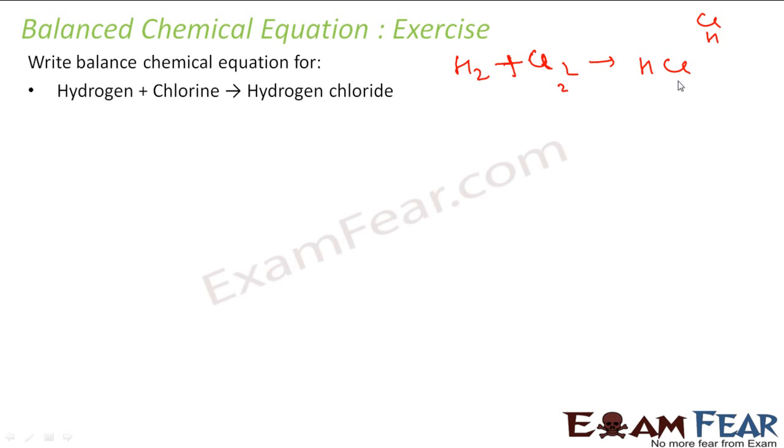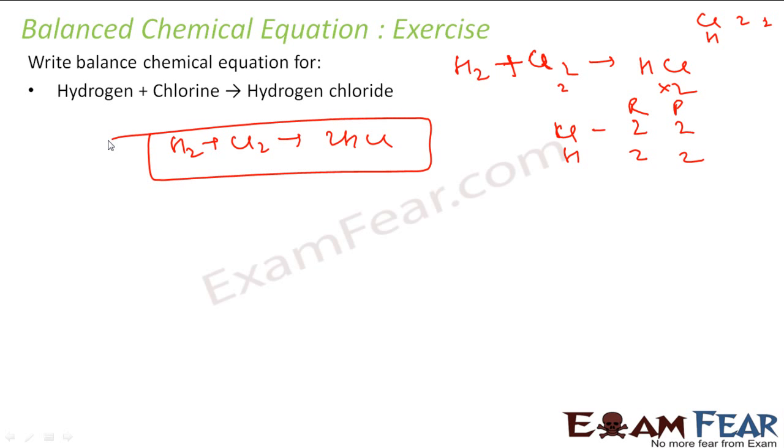Correct? So chlorine, if you see there are 2 chlorine atoms, there is only 1 chlorine atom here in the product. So let's multiply this guy with 2. So what you get is H2 plus Cl2 is equal to 2HCl. Now let's compare the chlorine and hydrogen part. Chlorine, in the reactant they are 2, and in the product they are 2. Hydrogen, reactant 2 and product 2. So if you see that, it is a balanced chemical equation. Easy question. The only thing that you should know is that hydrogen is H2 and chlorine is Cl2.